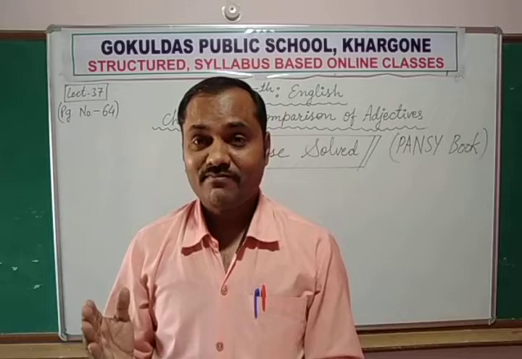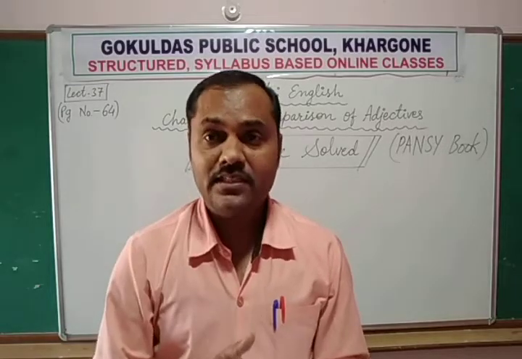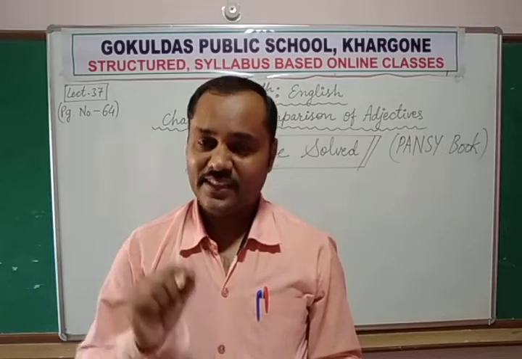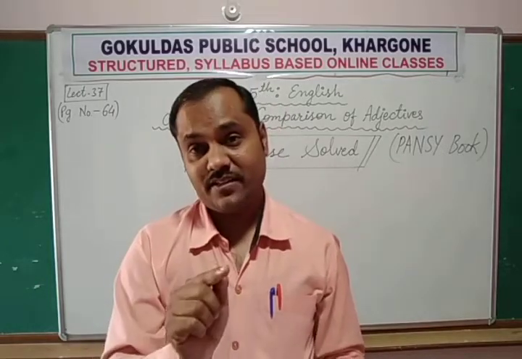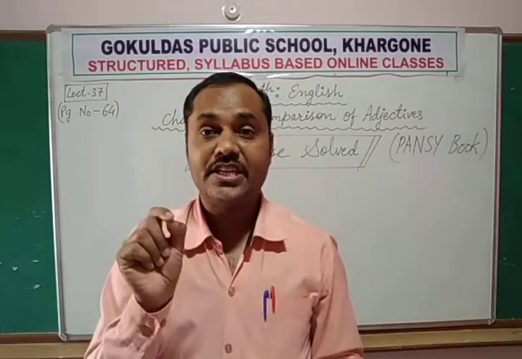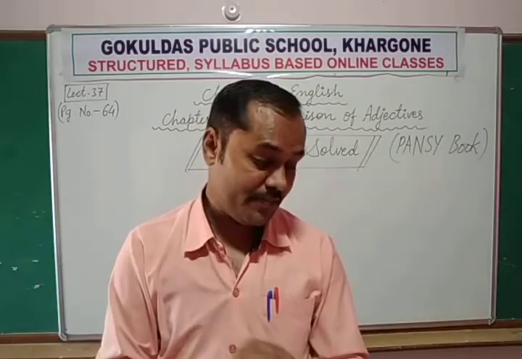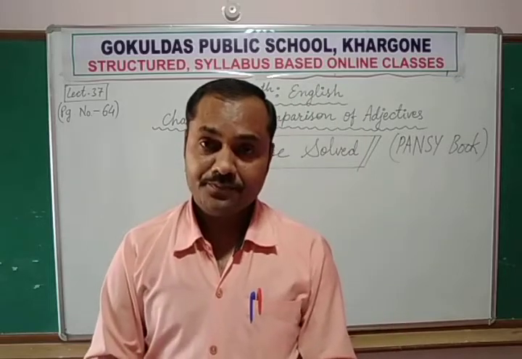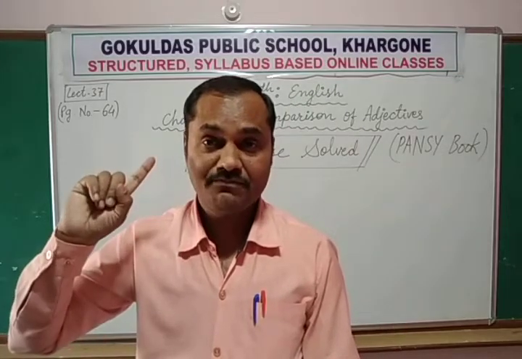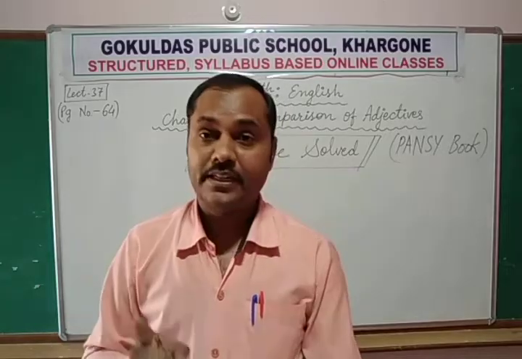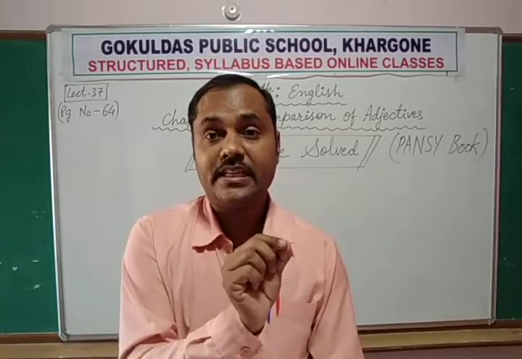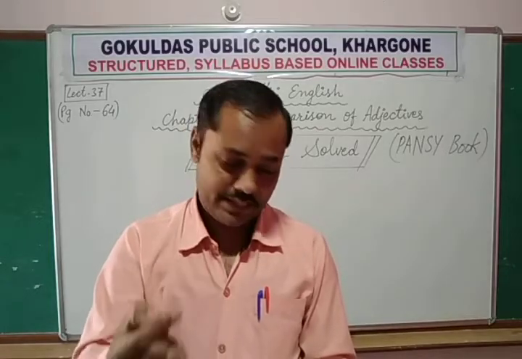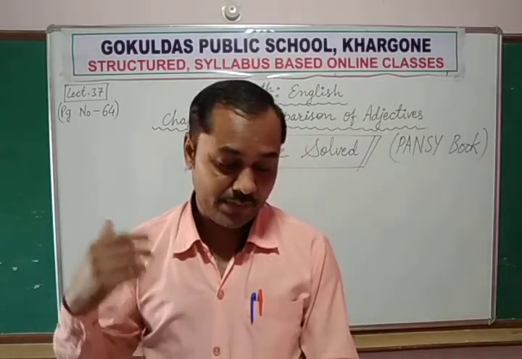Big, bigger, biggest. But in this word, the ending letter G is doubled: double G-E-R and double G-E-S-T. Bigger. Mad, same thing. The last letter D is doubled, then ER: madder, maddest. He is the maddest person.